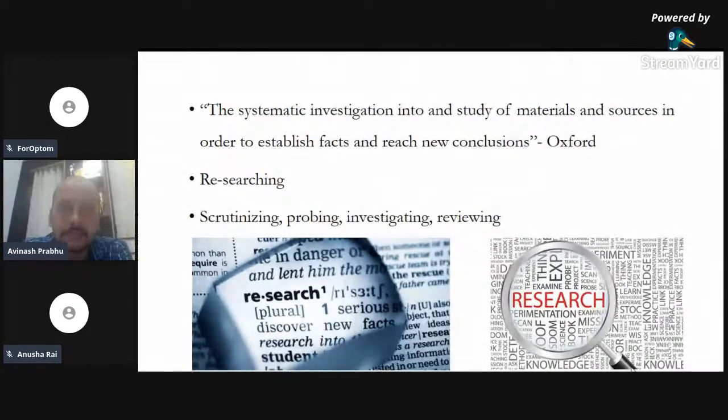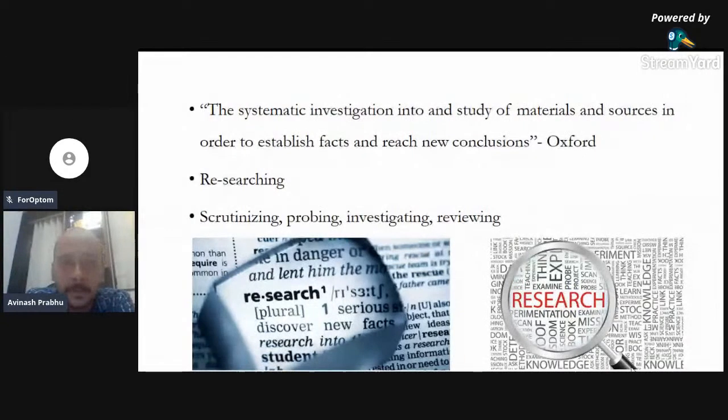It's already there, but you are scrutinizing it, or you are again probing it, or maybe you're investigating or again reviewing it and coming out with some other outputs from that. So that is all about research. It's not like you are creating something new, or you're discovering the idea. It's already there, but you are just seeing it from a different angle, a different thought process. You're trying to scrutinize it, probe it, and probably investigate and review it, and come out with some kind of other outcomes from what is already there, right?